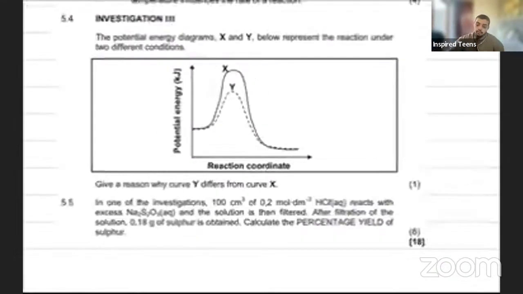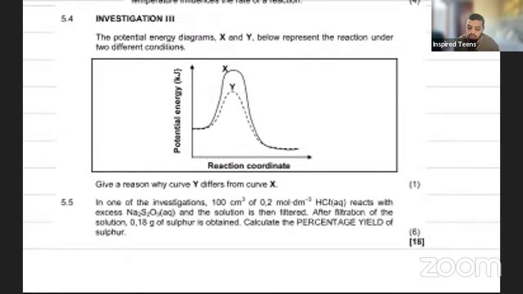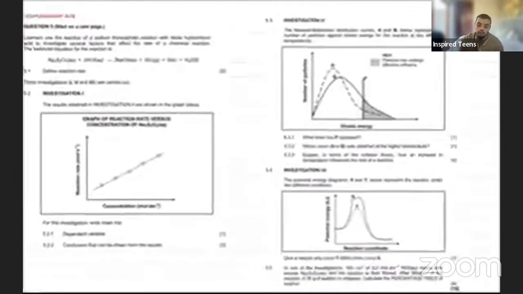6 centimeters cubed of that much. 100 centimeters cubed of 0.2 moles per decimeter HCl reacts with that much. Okay, you guys can do this percentage yield question, right? Please go ahead and practice this. I'll leave the memo at the end, but yeah, let's call it there. Practice an example on percentage yield, practice more examples on rate of reaction.